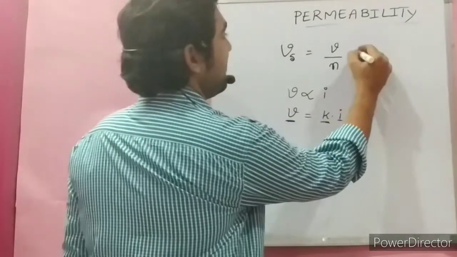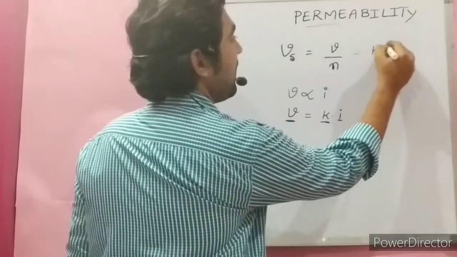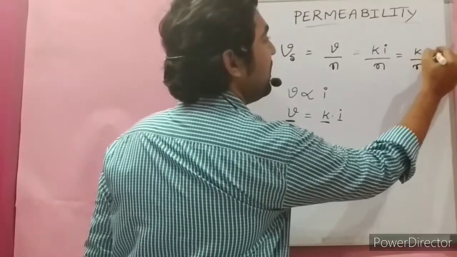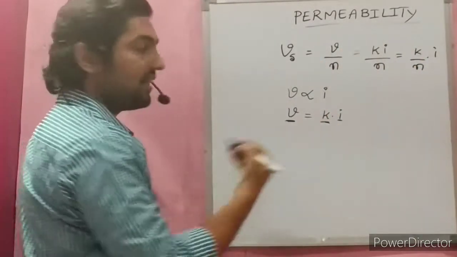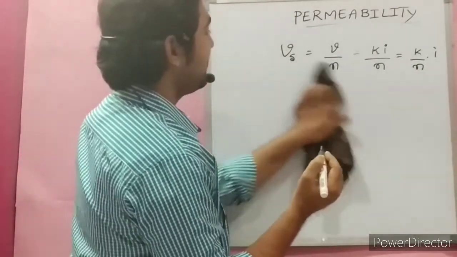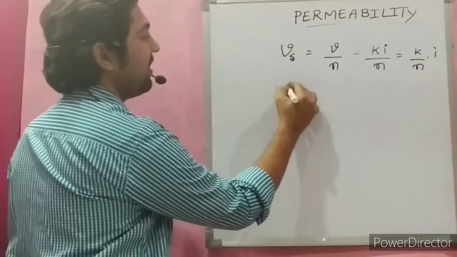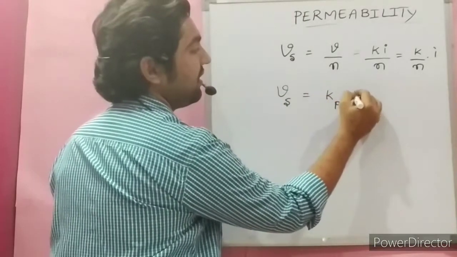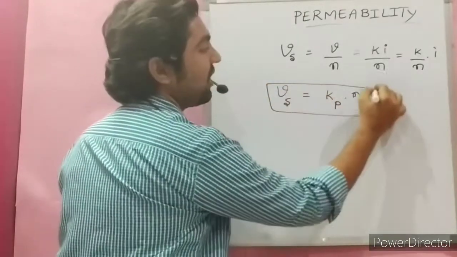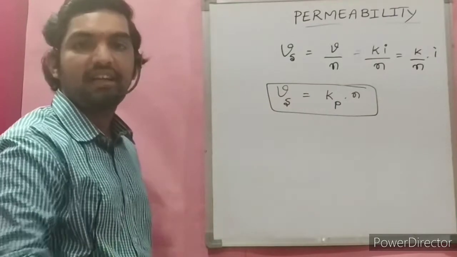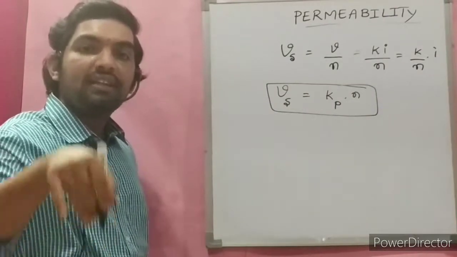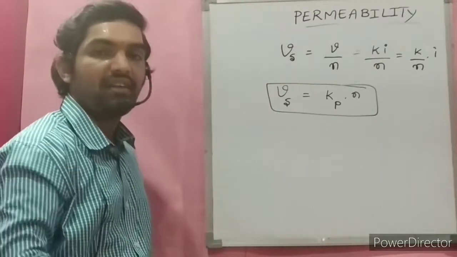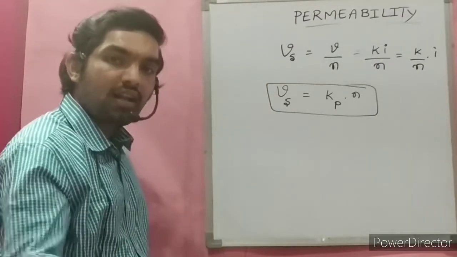So we can say that V is equal to Ki upon n. This implies you can write it as K by n into i. Can we write like this? Yes, we can. Hence another equation we can derive is Vs is equal to Kp into i. This Kp is called the coefficient of percolation. Deep movement of water into the inside layers is called percolation. Water is percolating, meaning moving down underground.